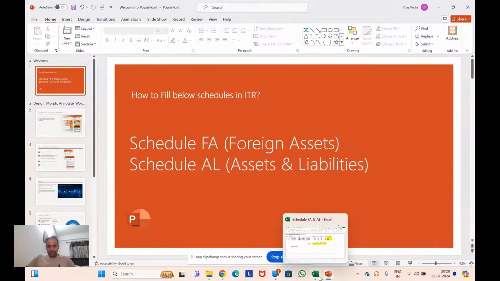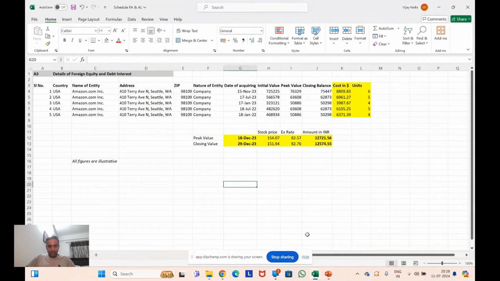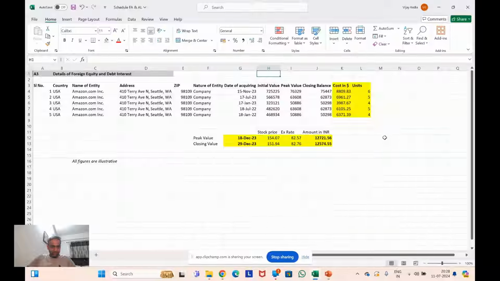So first we'll talk about Schedule FA. In FA, I'm going to cover the RSUs or restricted stock units, which you get from a company located outside India. So if you get foreign stocks from your company, you need to fill Schedule FA, and this is how you can prepare your details to be filled in that schedule.